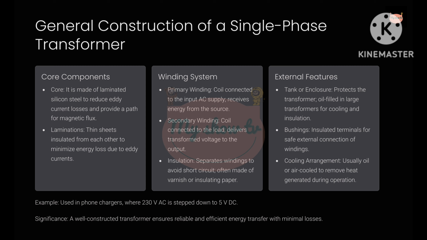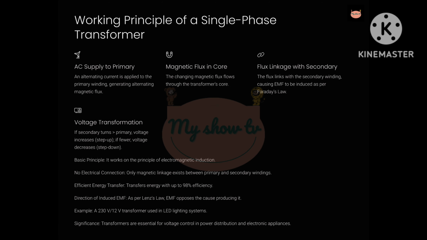9. Example, a mobile charger uses a small step-down transformer to convert 230 volts AC to around 5 volts DC after rectification. So in summary, the transformer is carefully built to efficiently transfer energy while minimizing losses and ensuring electrical safety. Slide 2. Working principle of a single-phase transformer.